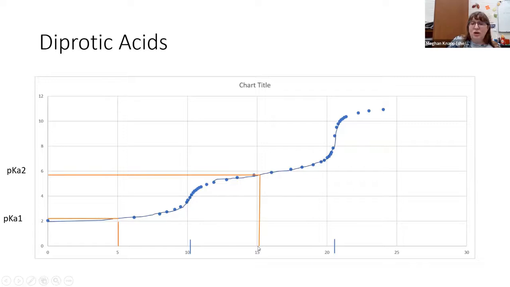And then for our second one, we want halfway between our 2 equivalence points. So we're not going to take half of the second equivalence point. We're going to take 3/4 of that. So what you can do is find the average between the two. That's a good place to go. Or you can take the volume of the second equivalence point times 3/4. Either way, you should end up with, in this case, just above 15. Draw that up to the curve. Moving over from the curve to the pH, we can see this pKa2 should be just below 6.